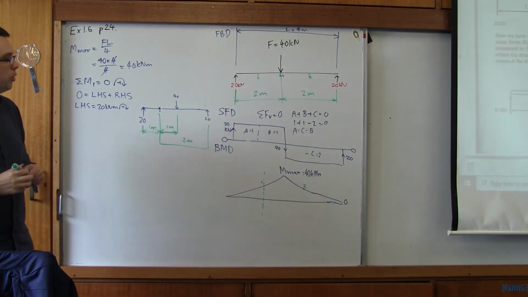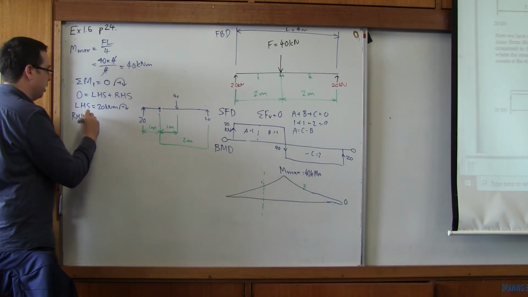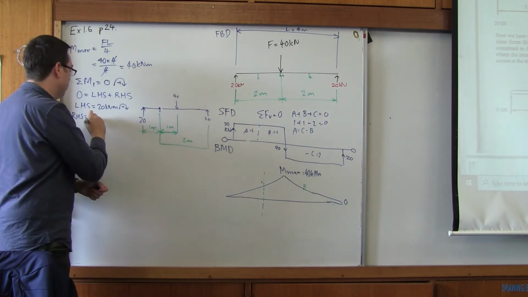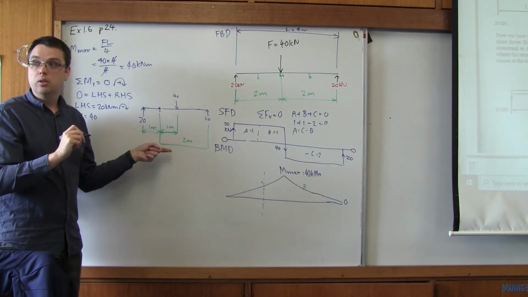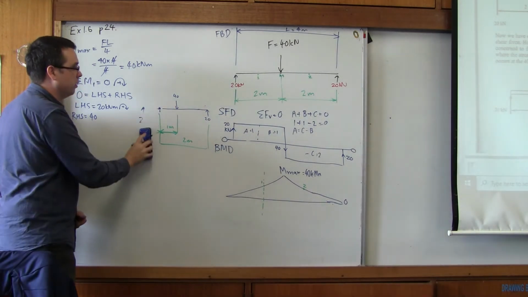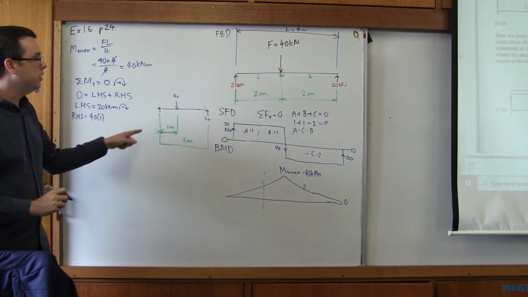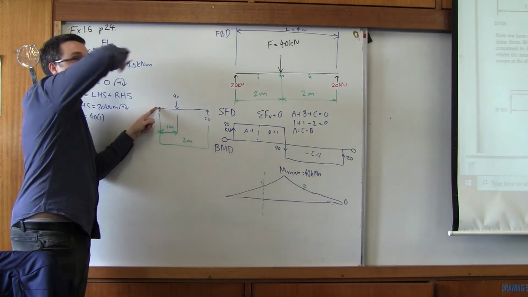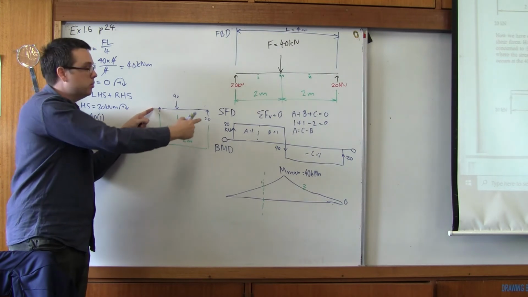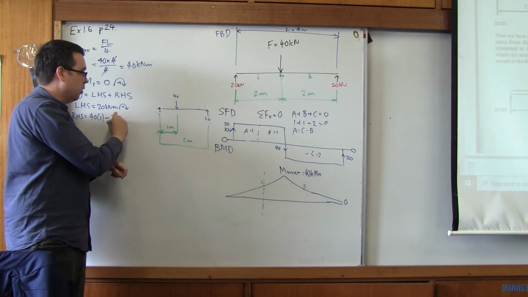Okay, so let's type in our forces. We get 0, so RHS equals, we've got 40. How far away is 40? What's its distance from location 1? 1 meter, exactly right. So 40 times 1, and then, is it going clockwise or anti-clockwise? And then what's this distance? The force is 20, what's the distance?